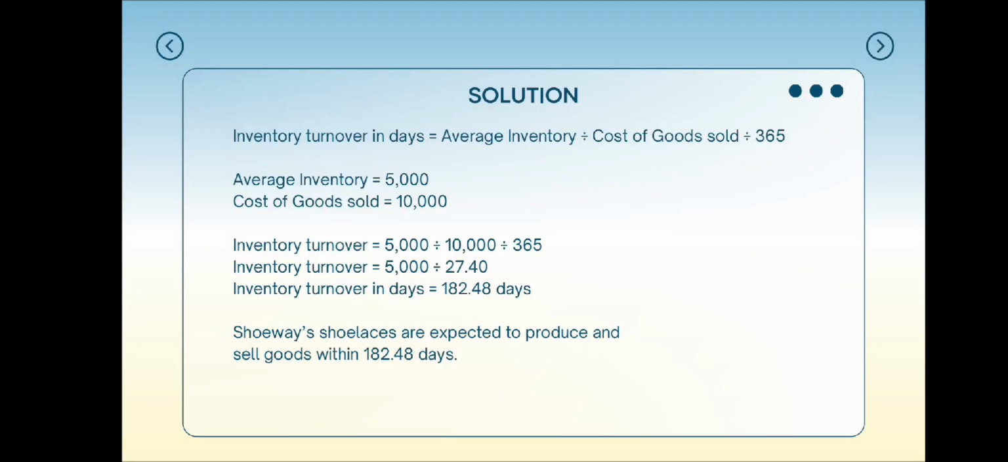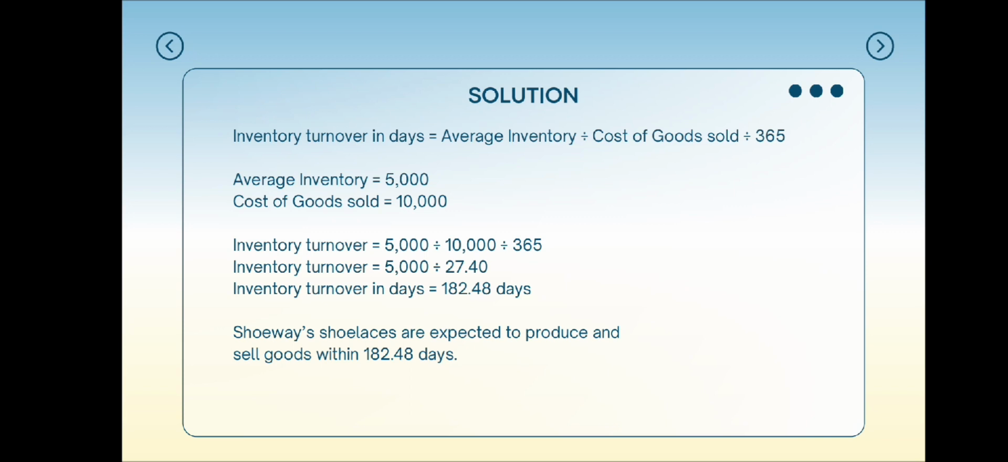The solution from problem D is the same formula for determining the days sales in inventory, except that it uses the average inventory. Inventory turnover in days is equal to average inventory divided by cost of goods sold divided by 365.